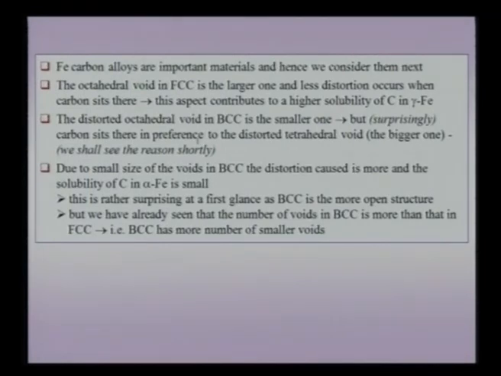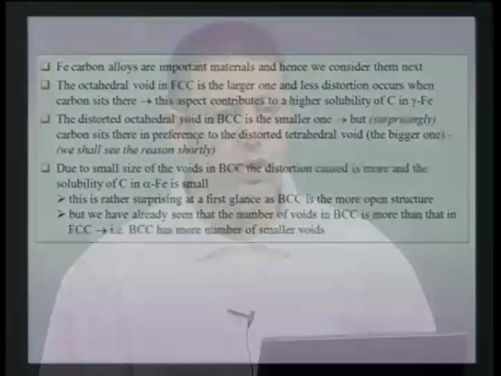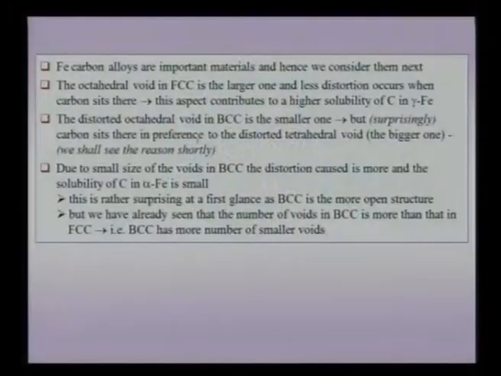Now however, we notice that with respect to both the voids present in BCC, even the largest of the voids are smaller in BCC. This is somewhat surprising, because we know that BCC is an open structure, but we have already seen that the number of voids in BCC is more than that in FCC. In other words, BCC has a larger number of smaller voids. Even though there is a larger amount of space available in the BCC crystal, it is divided up into smaller voids, and that is why carbon finds it difficult to sit in any one of these small voids, and this would affect its solubility.